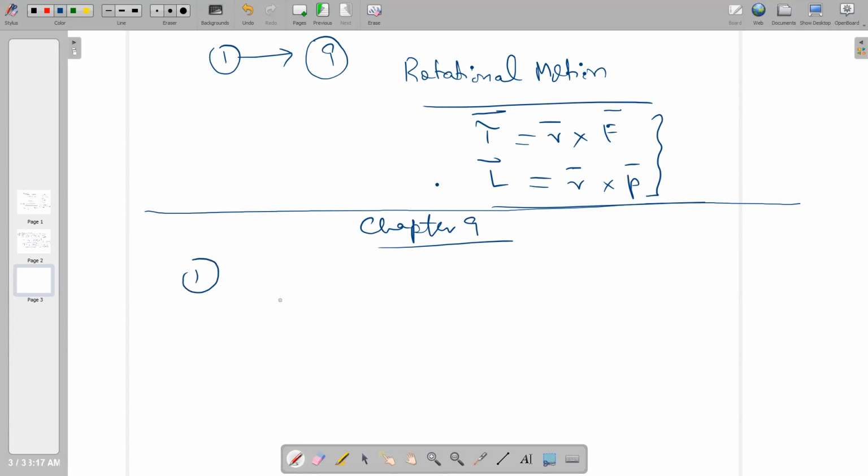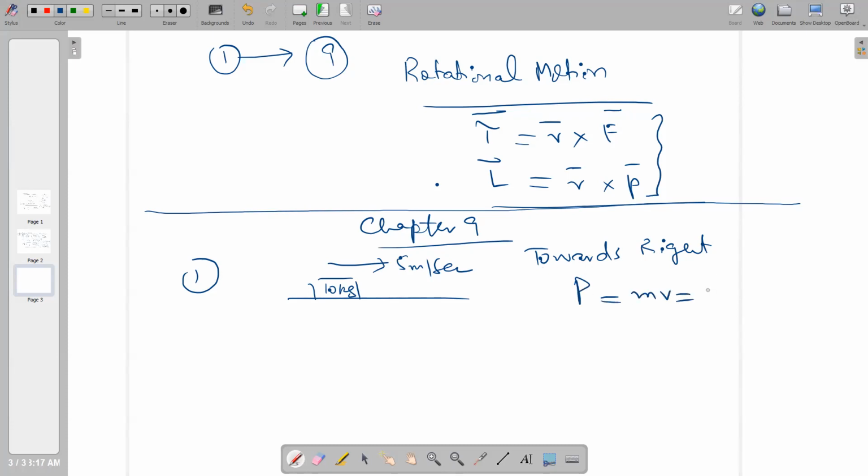So first is this one: if a body of mass 10 kg is moving with a velocity 5 meters per second towards right, and this is important, that's why I am explaining this one, towards right. Then the momentum will be mv, which is 5 into 10, equal to 50 kg meter per second. This 50 is plus because the velocity direction is on the positive side.